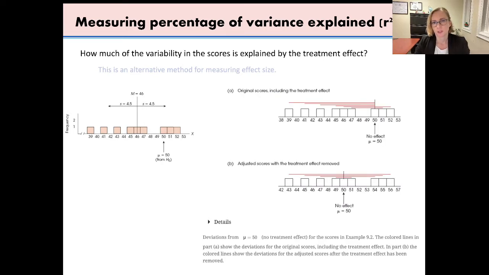So one thing that we can do, just first look at this top one here. These are the original scores, including the treatment, showing how much they are deviating from the population mean. So our population mean here of 50, draw a line for each value showing how much it's deviating from that population mean. You can see most of them are down here.